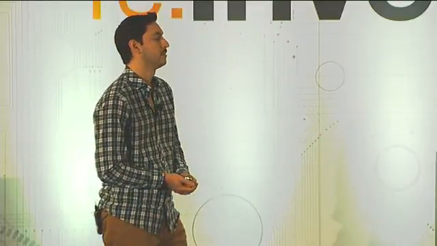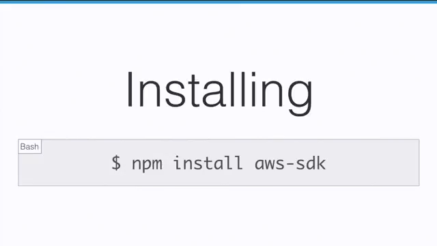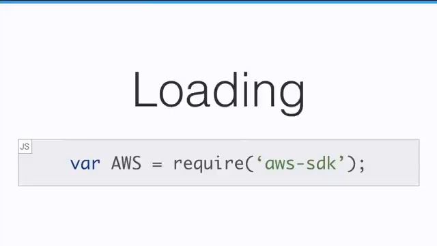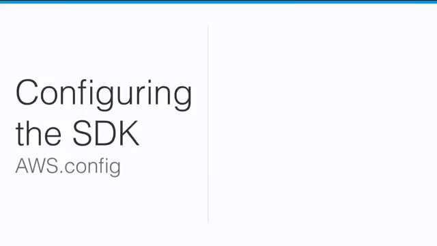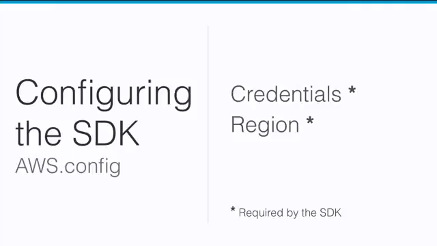So let's get started with the AWS SDK for Node.js. The first step is to install the SDK, and that's pretty easy with npm. All you have to do is npm install aws-sdk. Once you've finished installing it, you can load up Node and just require the SDK using a standard module require. So you've installed and loaded the SDK. Now you want to start using it. You need to do a little bit of configuration before you can use it, and that's done through the AWS.config object. You mostly just need to configure credentials and your region to use the SDK. You can also configure some extras, and we'll talk about how that works.